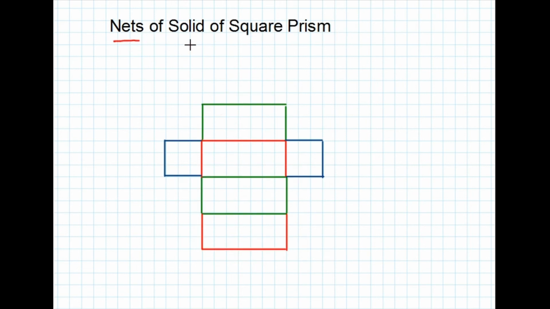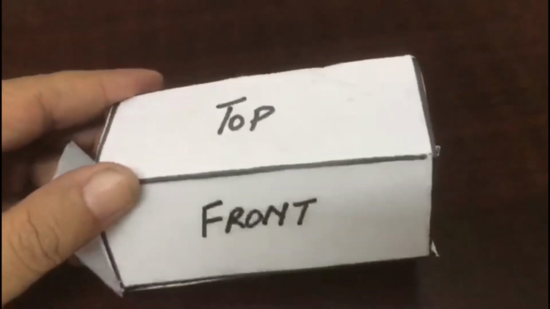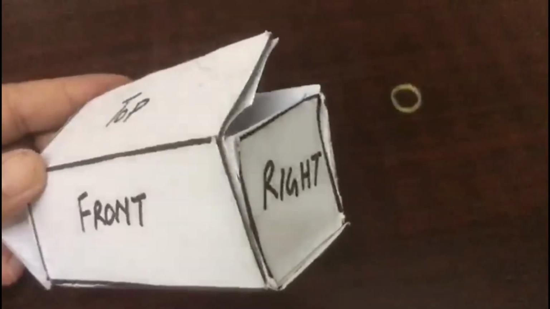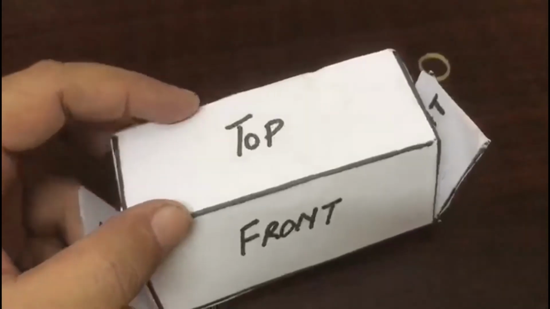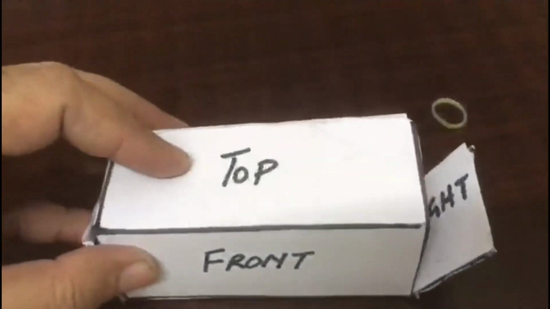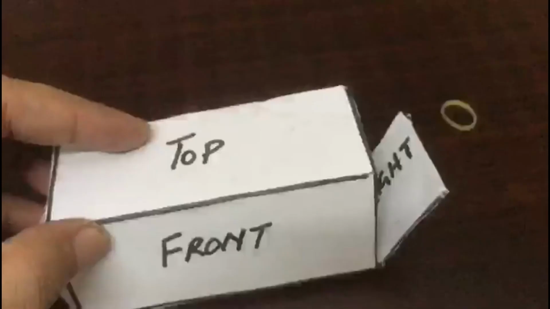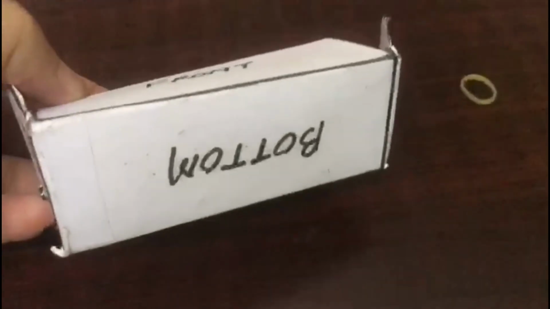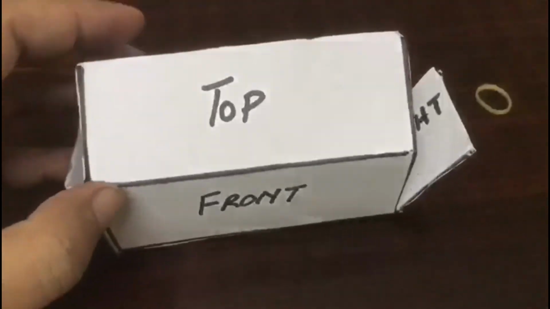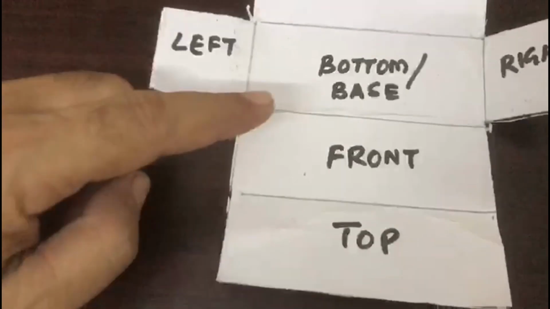Nets of solid of square prism. Here a square prism is shown. The square on the right side is shown, then the square on the left side is shown, then the rectangle in front is shown, and on the other hand the rectangle on the back is also shown. Then the rectangles on top and bottom are shown. When we open the square prism, we can see its nets of solid.